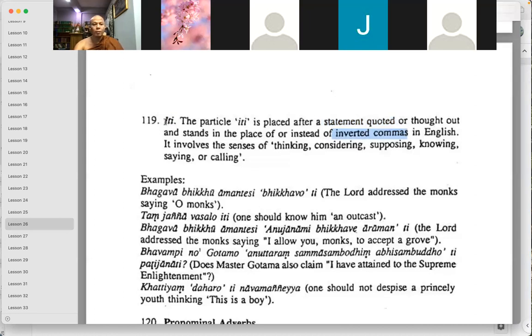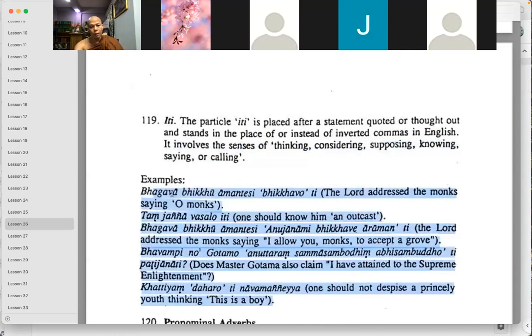So when we use that iti as a reference or quotation mark, it goes together with verbs for thinking, like jane, considering or supposing, or maybe knowing, janati, and saying, vadati, or calling, amantesi, and so on. Mostly in connection with these verbs, a later reference or speech or quotation will be with the iti.